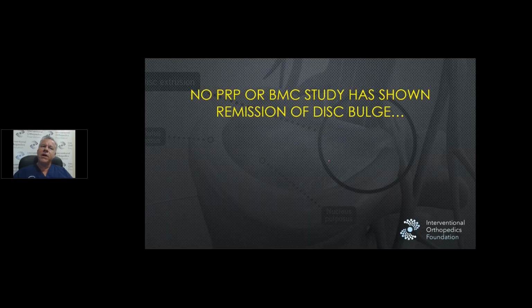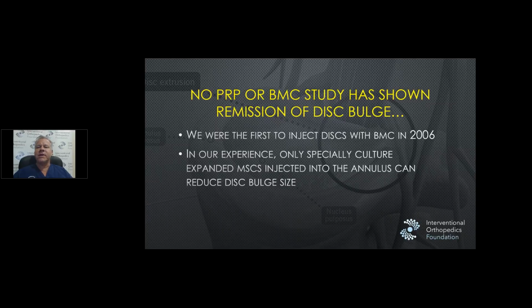Also important to note that no PRP or bone marrow concentrate study to date has shown remission of a disc bulge. And we know this well. We were the first to inject low back discs with bone marrow concentrate in approximately 2006. In our experience, only specially culture expanded MSCs injected into the annulus can reduce disc bulge size. And that's something we have an upcoming paper in review on that hopefully should get published this year.